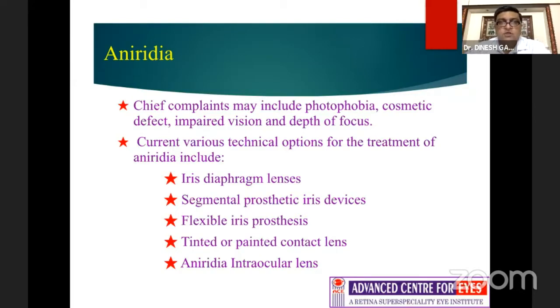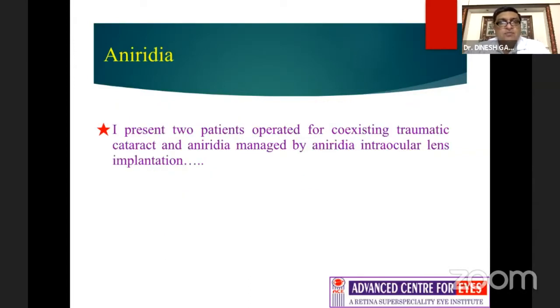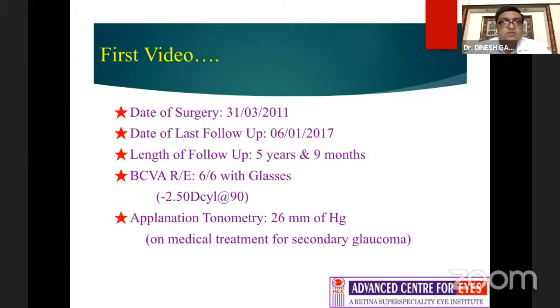The options which we can technically use in these patients are either iris diaphragm lenses or segmental prosthetic iris devices, flexible iris prosthesis, tinted or painted contact lenses over an intraocular lens later on, or we can always use an aniridia intraocular lens, which is a very good option in these situations. So I'll be presenting two of these cases which are managed with the aniridia intraocular lens implantation.